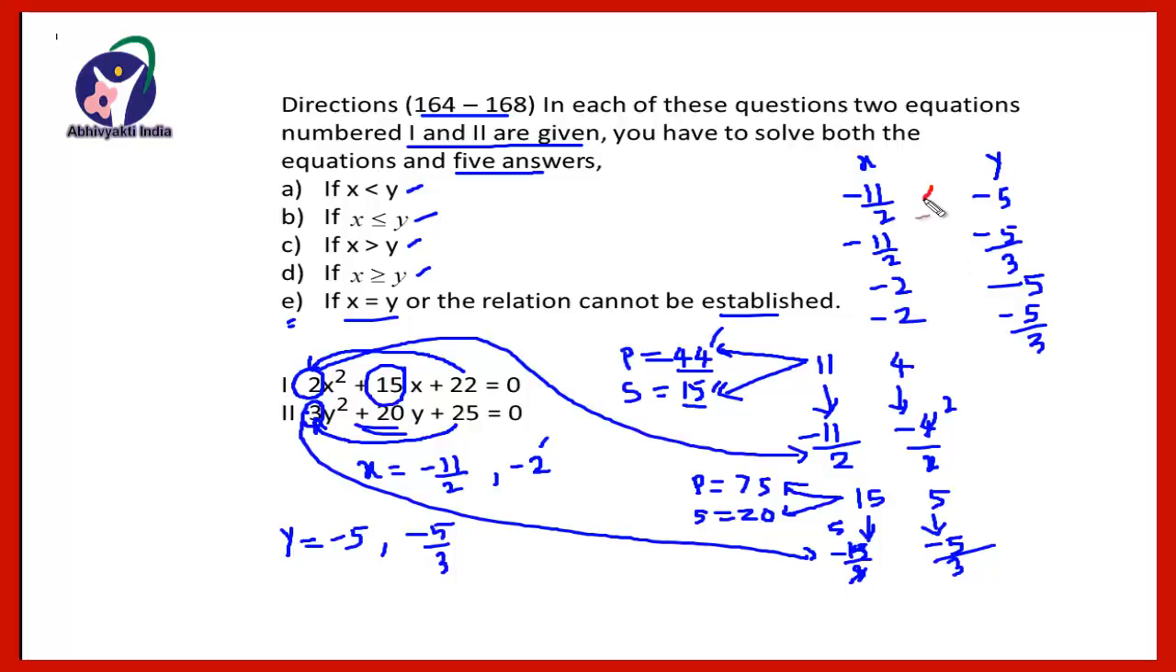So here minus 11 by 2 is smaller than minus 5. Minus 11 by 2 is smaller than minus 5 by 3. Minus 2 is greater than minus 5. And minus 2 is smaller than minus 5 by 3. So here x is smaller than y, here smaller than y, here smaller than y, but here it is greater than y. So we cannot establish a relation between x and y. So the option E is correct.